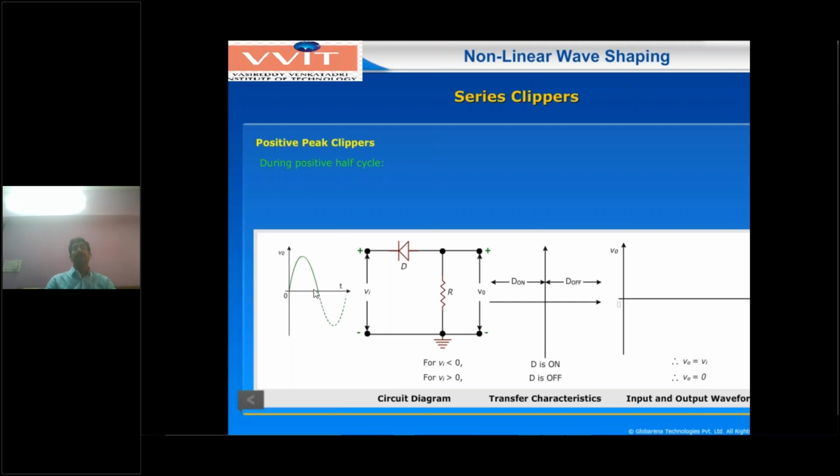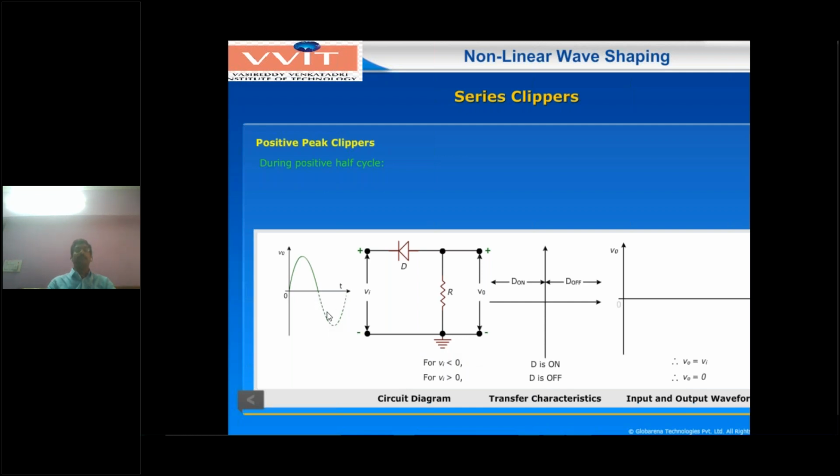The input waveform is compared with two levels. What are the two levels here? Ground level, because I am assuming no reference voltage, VR equal to 0. So there are two conditions: VI less than 0 and VI greater than 0. That means input voltage less than 0 and input voltage greater than 0. These are the two conditions to be considered. First condition, VI less than 0, means the input is the negative peak.